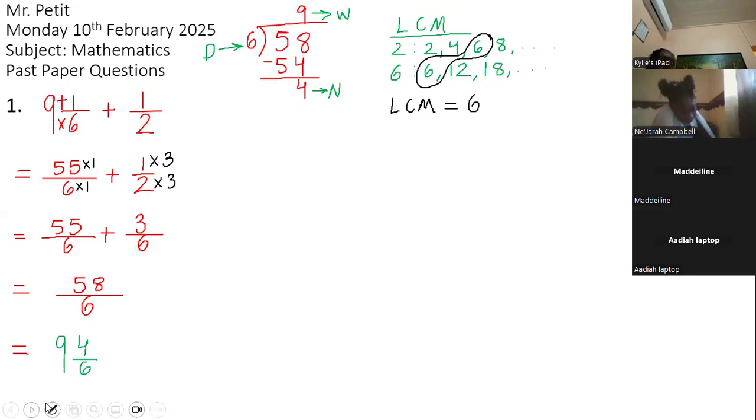But we're not done because we could simplify this further. What could go into both 4 and 6? 2, very good.